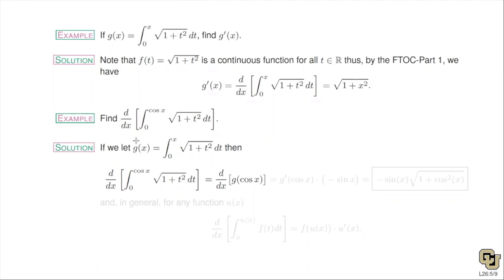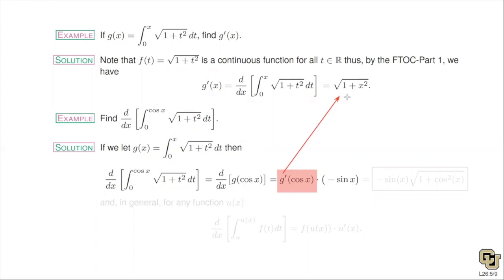So just take a second here, look at g of x. If I plug in a cosine right here, I'd have to replace this upper bound with a cosine also. Then we end up getting the function we're trying to take the derivative of. And now g of cosine of x, that's a composition. So I do a chain rule. Here I've got my derivative of the outside function. And we know from the fundamental theorem of calculus that g prime is the positive square root of 1 plus x squared.